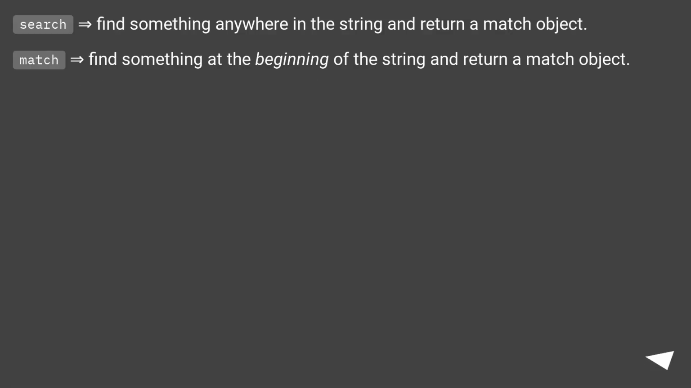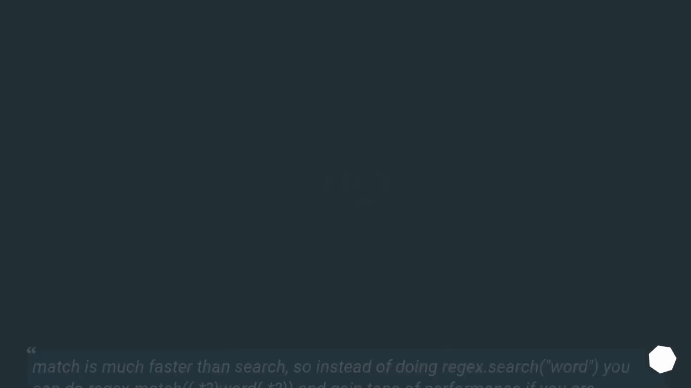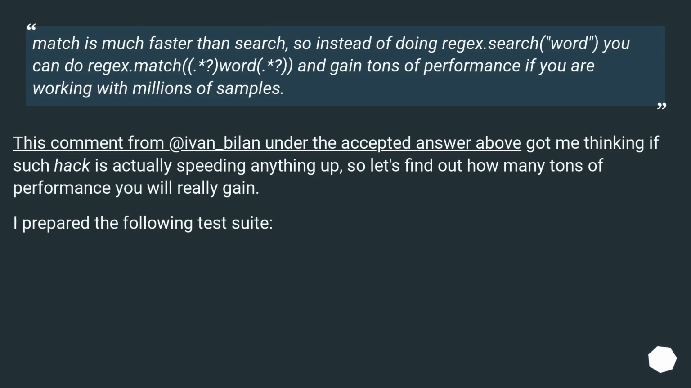Search finds something anywhere in the string and returns a match object. Match finds something at the beginning of the string and returns a match object. Match is much faster than search, so instead of doing regex.search(word), you can do regex.match(word), and gain tons of performance if you are working with millions of samples.